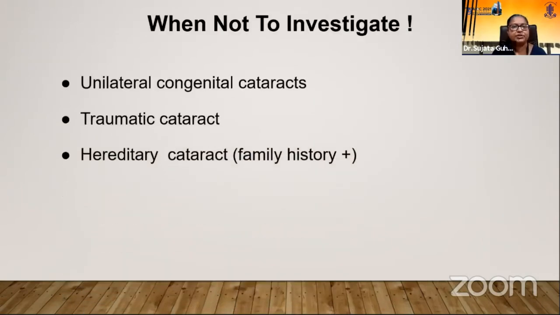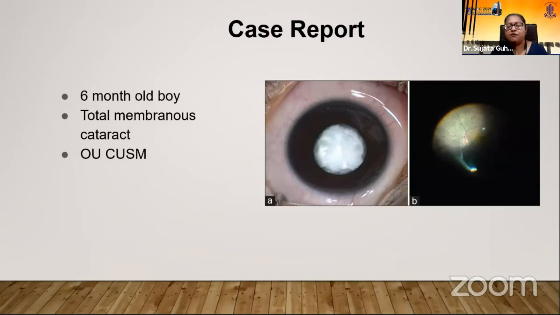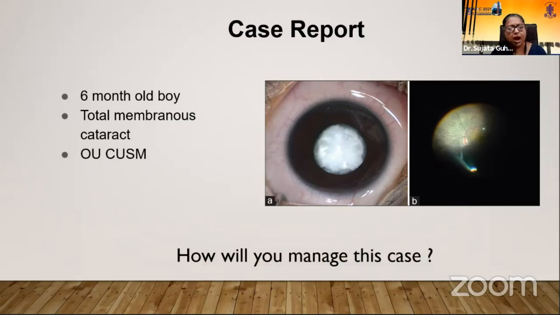So which are the conditions when we don't investigate? Unilateral cataracts, when there is a history of trauma or a family history, we really don't need to investigate. Now let us see this 6-month-old child with total membranous cataract in both eyes with both eyes nystagmus. How will we manage this case?